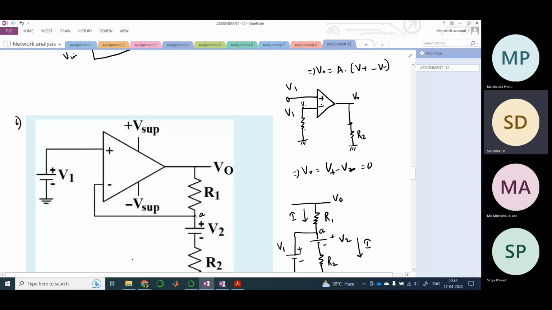What is the point of connecting a resistance here? Because if you are making this potential V1 here, the potential at the inverting terminal has to be V1 also, provided you consider this to be an ideal op amp. Then this would be equal to zero, right? Unless stated otherwise. Okay.